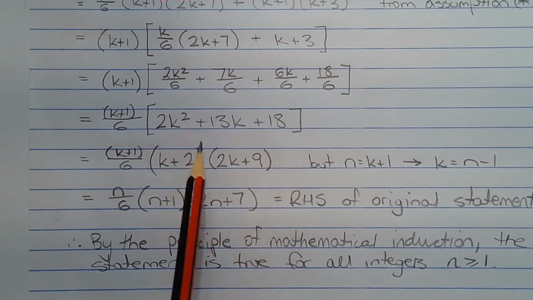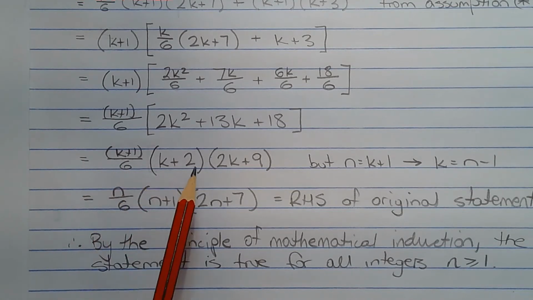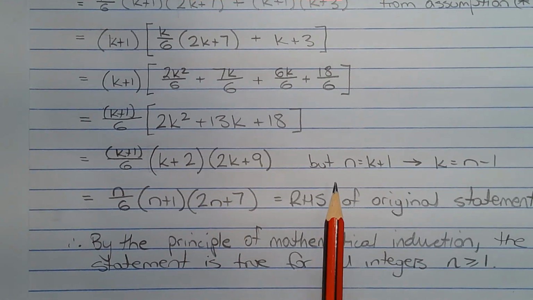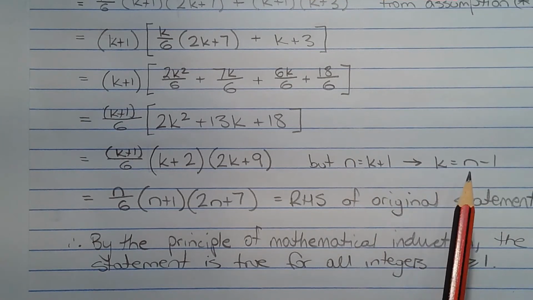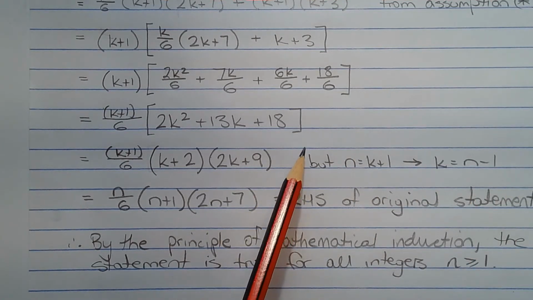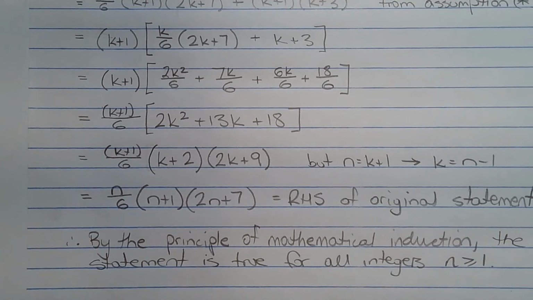So we have a non-monic quadratic there that we can factorise. And that equals (k plus 1) over 6 multiplied by (k plus 2) times (2k plus 9). But n equals k plus 1. So rearranging this equation, we have k equals n minus 1. So bringing this expression back in terms of n, that equals n over 6 times (n plus 1) times (2n plus 7), which equals the right-hand side of the original statement.